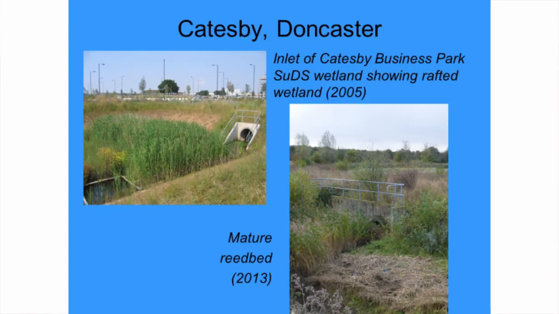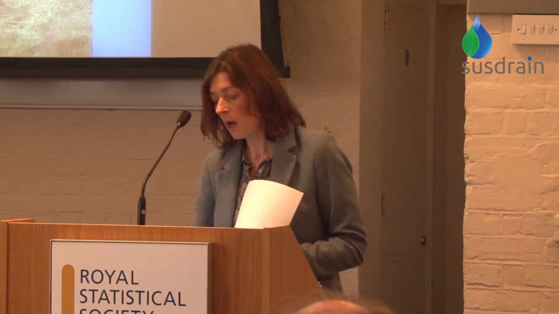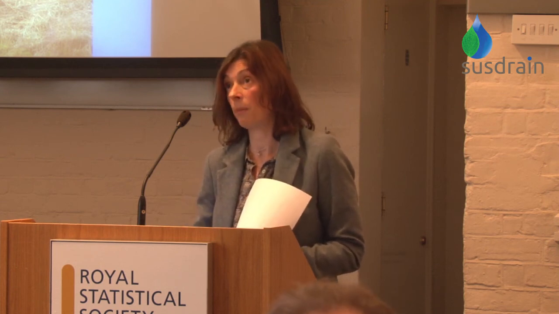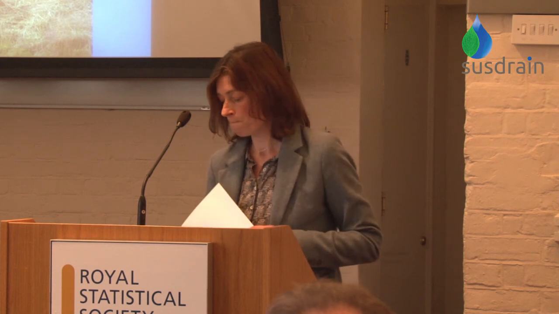The photo on the left-hand side is a couple of years after it was built, so that's the inlet. The photo on the bottom right-hand side is the outlet structure as it was about this time last year. So we've got a significant amount of reed growth and willow growth, and it's just getting to the point we think now where a little bit of rotational management might be a good idea to keep the entrance to the outfall clear. But other than that, it's really pleasing to see that it's a robust system and it's functioning as designed.